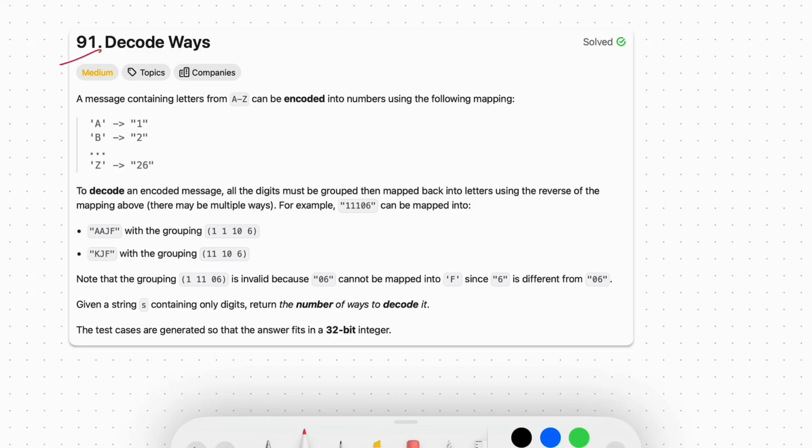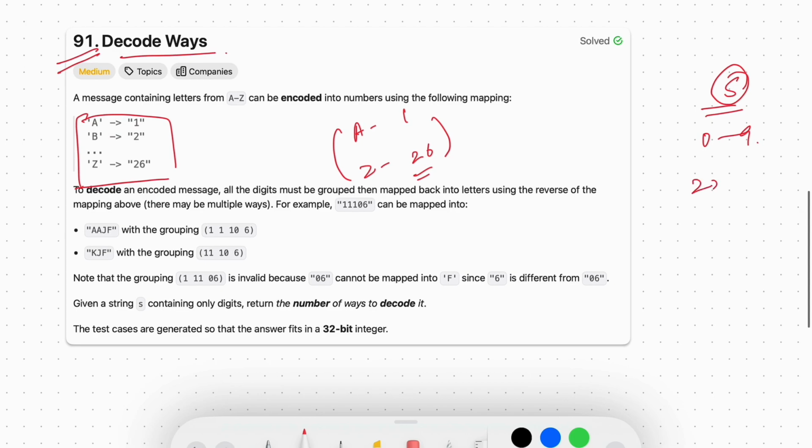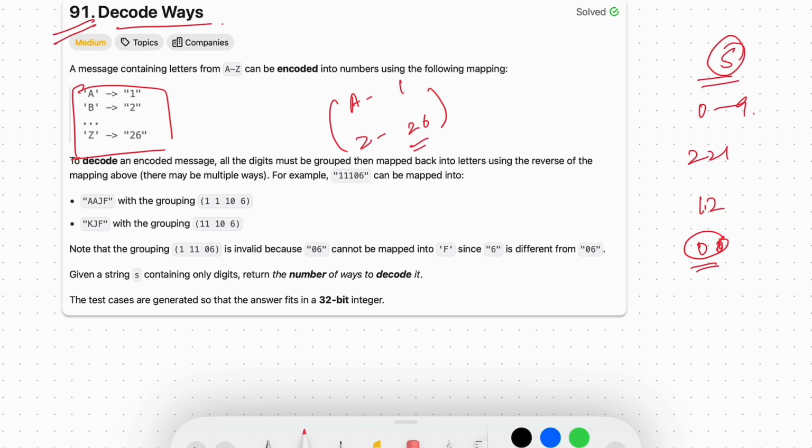Hey everyone, today we are going to solve LeetCode problem number 91, Decode Ways. In this problem, we are given a mapping of English characters A to Z to the integer values 1 to 26. And we have to use this mapping and convert our string, which consists of digits from 0 to 9, let's say 2 1 1 0 6, like this. And we have to convert this string to the corresponding decoded string.